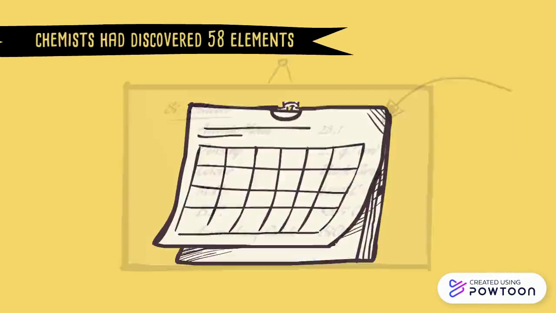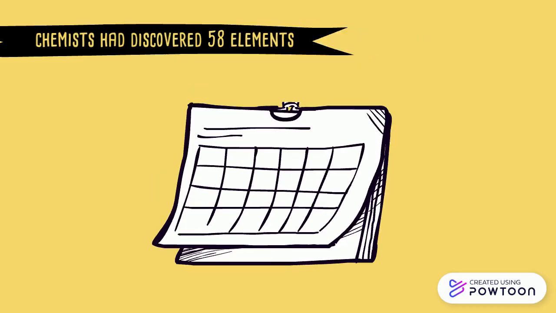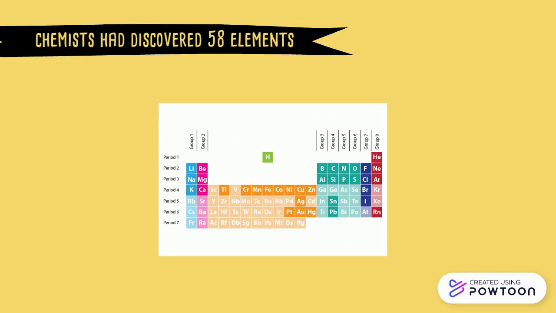He spent several months pinning these cards up onto his walls and arranging them into different rows and columns in terms of increasing atomic number. This is how the periodic table was born.